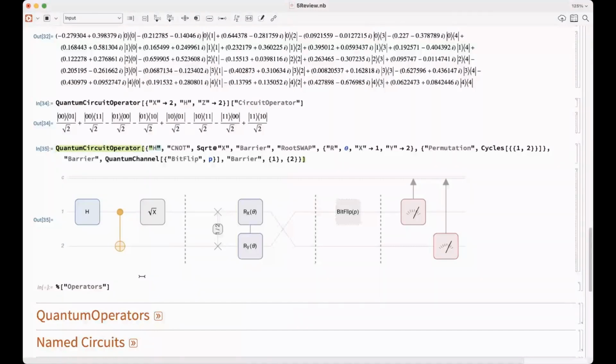After that, we have the square root of Pauli X. There is no argument there, so it is applied on the first qubit. What you see here, the barrier, is just for the sake of visualization. Some people prefer to see different segments of a circuit, so that's how you can visually separate them. After the barrier, we have root swap. It's a composite operator, and as you can see, it acts on qubit number one and qubit number two.